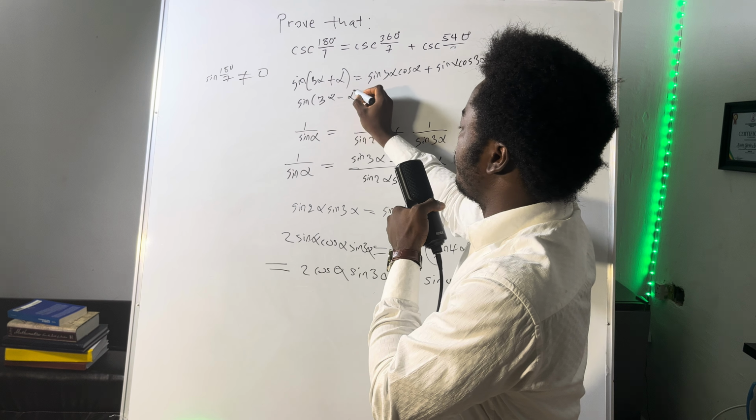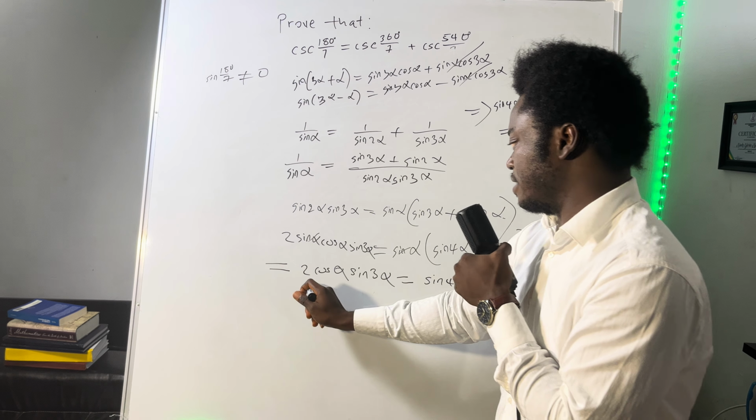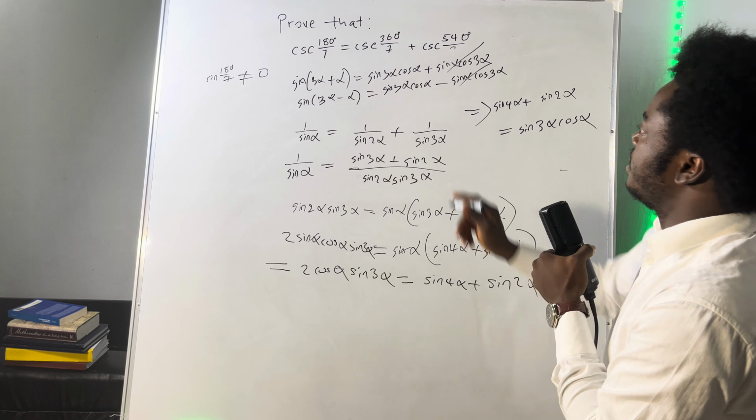Now when you add these two equations together, you will get sine of 4 alpha plus sine of 2 alpha. So this cancels out, and that would equal twice sine of 3 alpha cosine of alpha, because I'm adding them together. So these two are equal. So we have proved that twice cosine of alpha sine of 3 alpha is equal to sine of 4 alpha plus sine of 2 alpha.